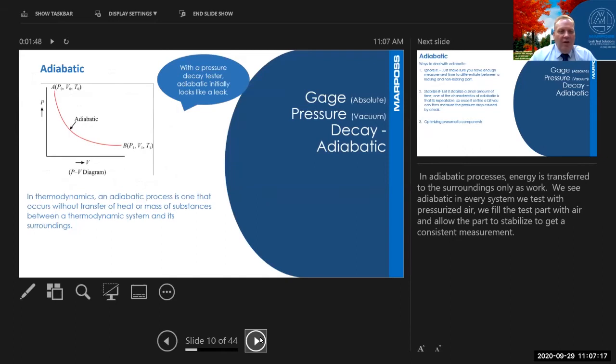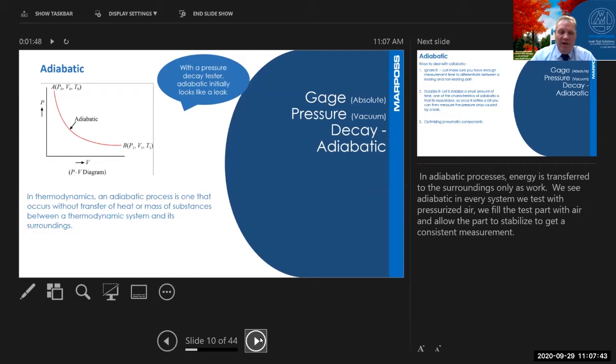One of the things I want to talk just a little bit about, I don't want to get too much into it, is what we refer to as adiabatic. What adiabatic is, this is really the process where we pressurize the part. And as soon as we shut off the fill valves, we actually see kind of a decay. We see it where it looks like a leak is forming. What that really is, it's just the transfer of that energy. It's just settling itself down.